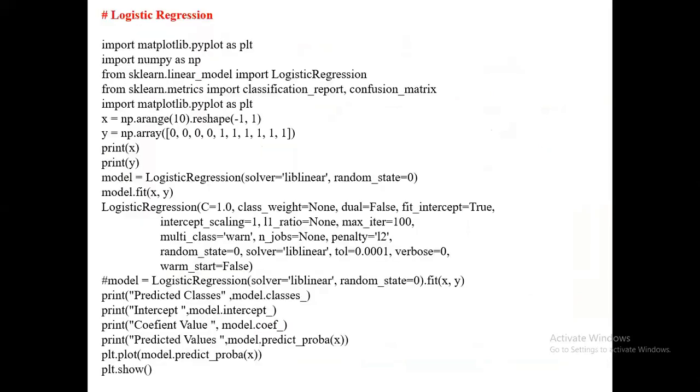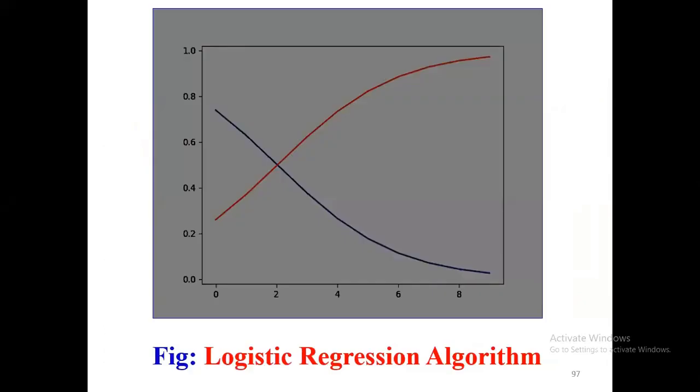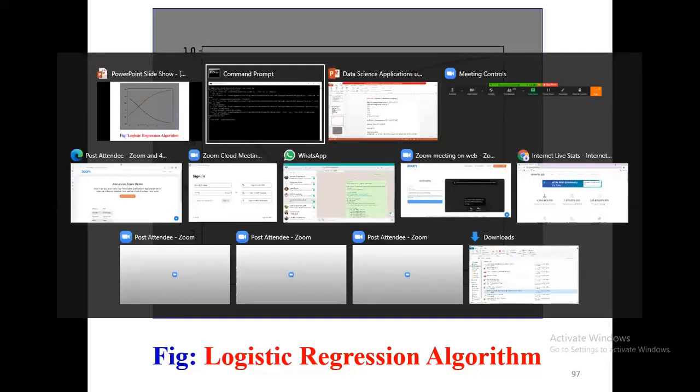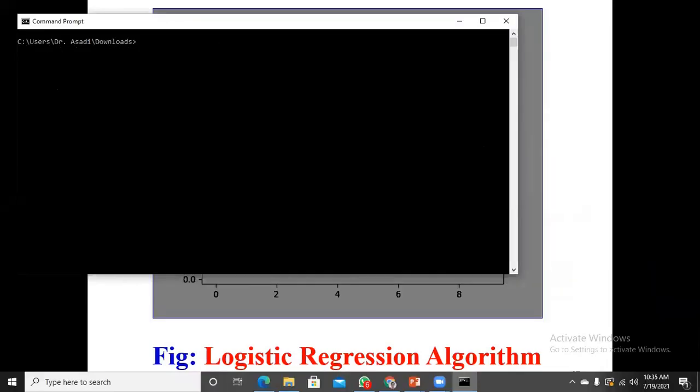This is the code I have written. These are the values I am getting. This is the graph I have generated. Now see, again I am going to execute logistic regression in Python, and this is logistic.py.